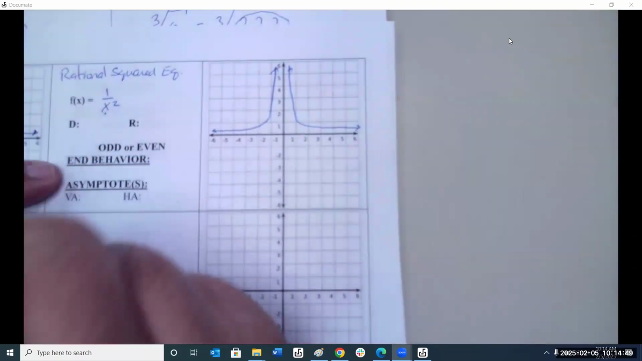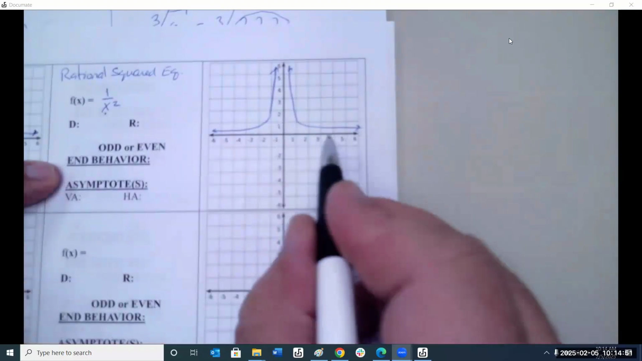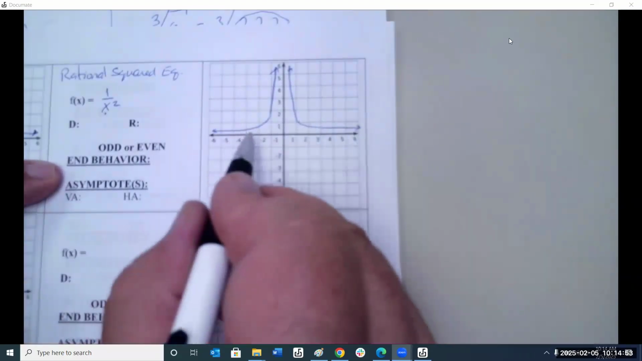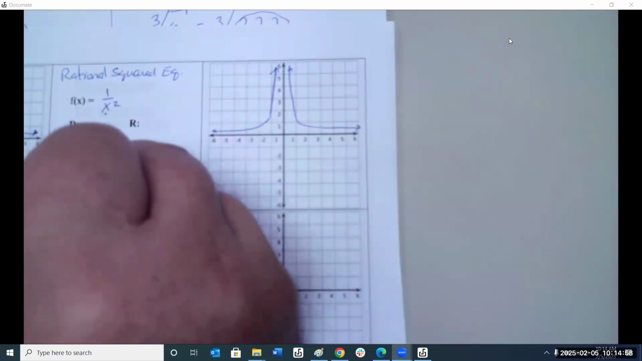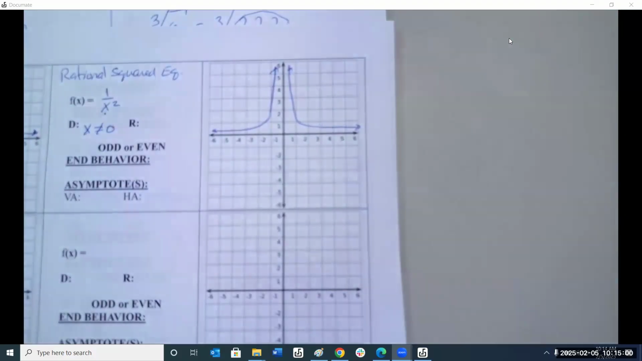So my domain is what? Can I put positives in there? Can I put negatives in there? Can I put 0? No. So my domain is x cannot equal 0.